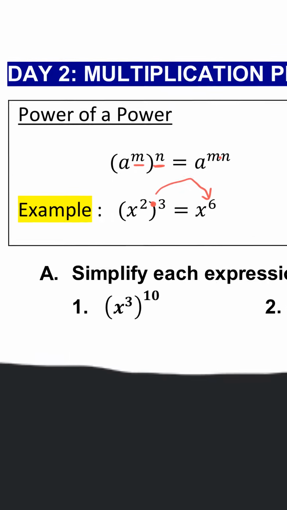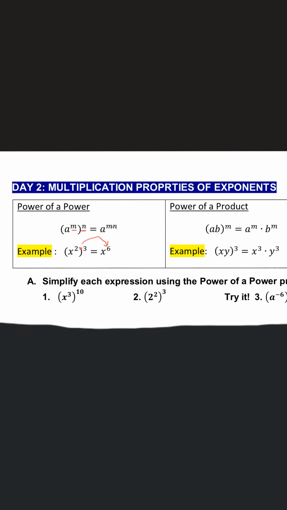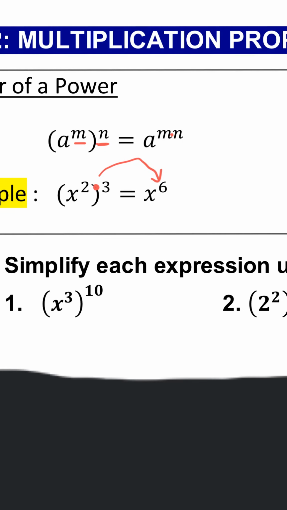So let's do A. It says simplify each expression using the power of a power property. So let's do x cubed to the 10th power. I'm going to take the 3 and the 10, so I get x to the third times 10. That gives me x to the 30th, and now I am done.